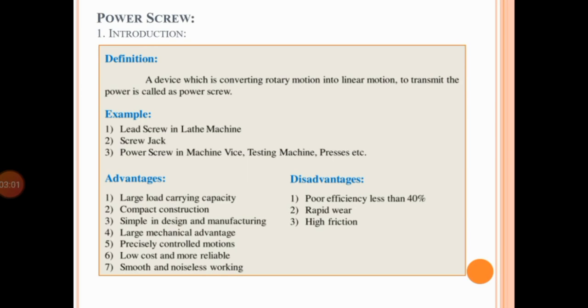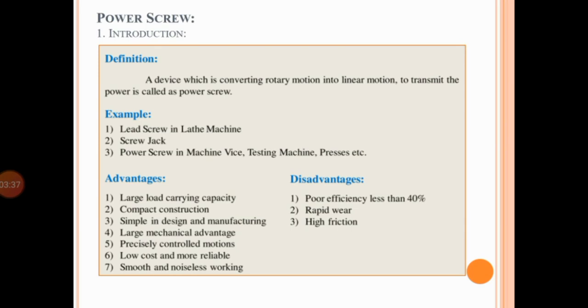Let's look at a few advantages and disadvantages. Power screw has the advantage that it can carry high loads or heavyweight vehicles. Yes, of course, in an automobile garage, a screw jack lifts heavy vehicles, four-wheelers or other automobile parts. Second advantage is that it has a very compact construction, occupying much less size and shape. Design and manufacturing of a screw jack is very simple.